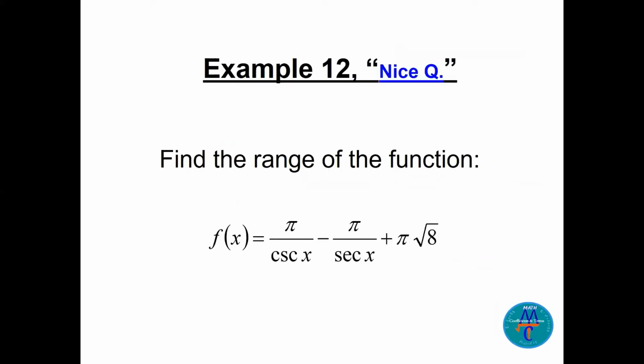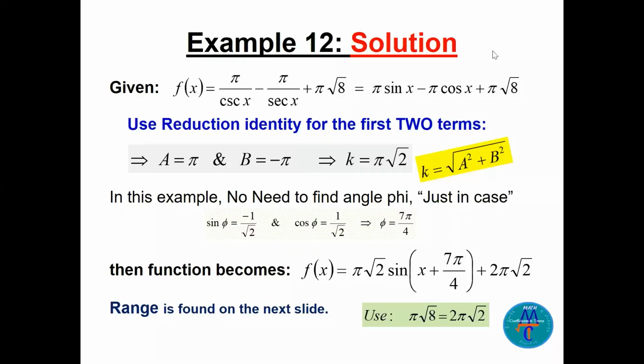Now in example 12 here, let's find the range of this function, f of x equals pi over cosecant of x, minus pi over secant of x, plus pi times square root of 8. Now for the solution of example 12, we can start rewriting the function as pi sine of x, because this is the reciprocal of cosecant, minus pi cosine of x plus pi square root of 8.